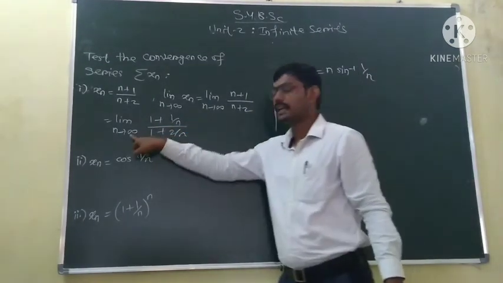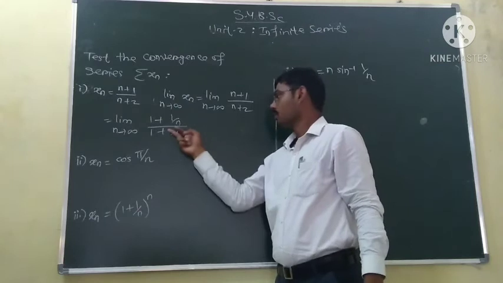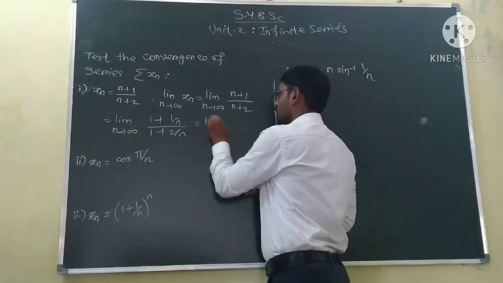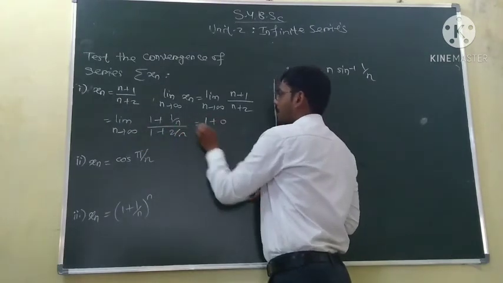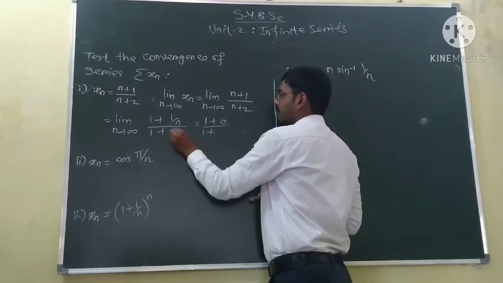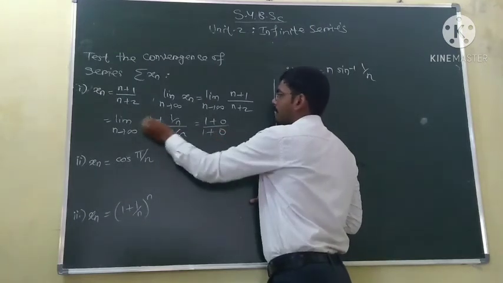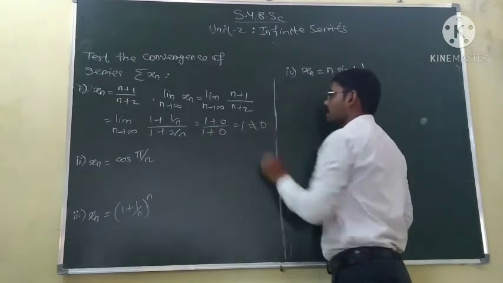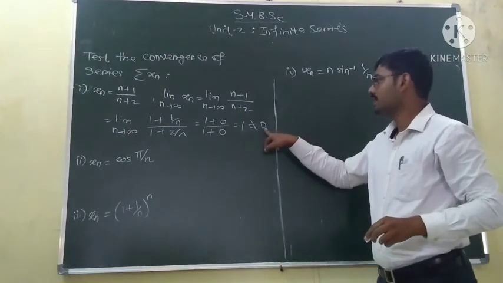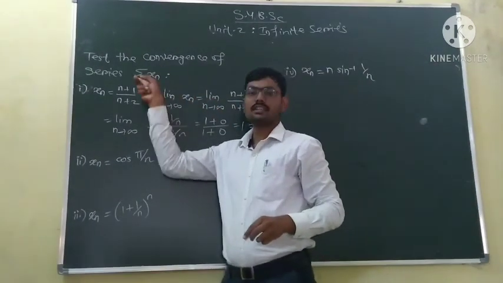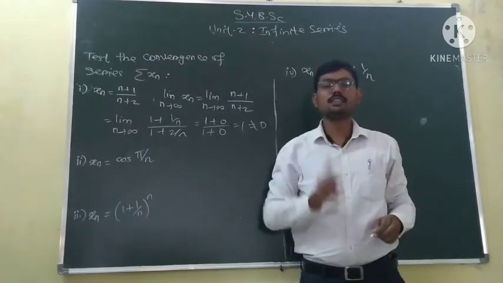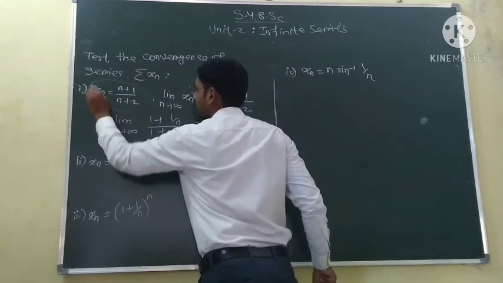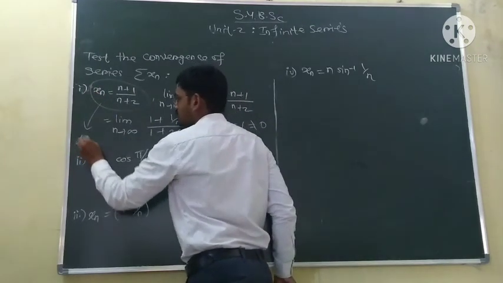So as n tends to infinity, 1 by n tends to 0, 2 by n tends to 0. So 1 plus 0, 1 plus 0. This is equal to 1 by 1, since the limit of 1 is 1. So the limit is 1, and the limit of the n-th term is not equal to 0. And we have just seen, if the limit of the n-th term of the series is not equal to 0, then the series is divergent. This implies this series is divergent.